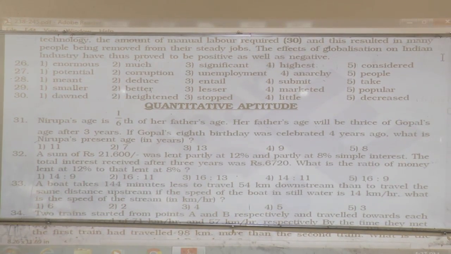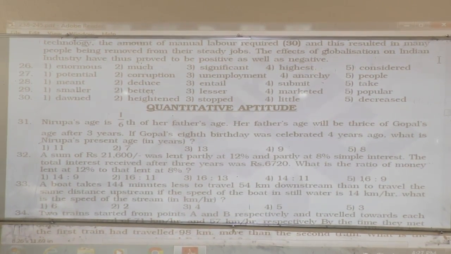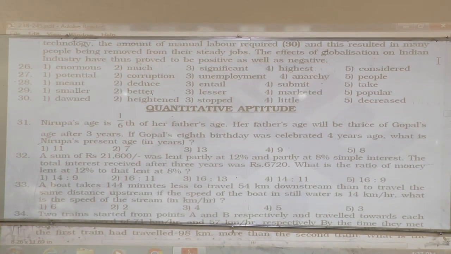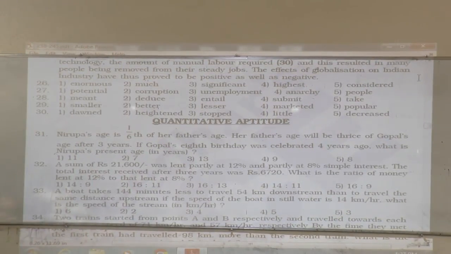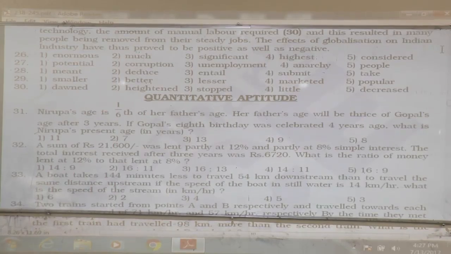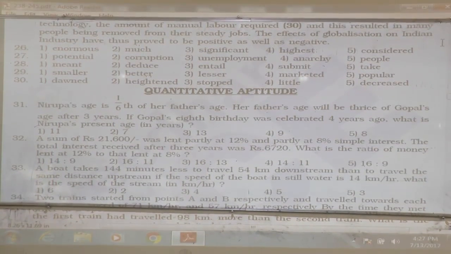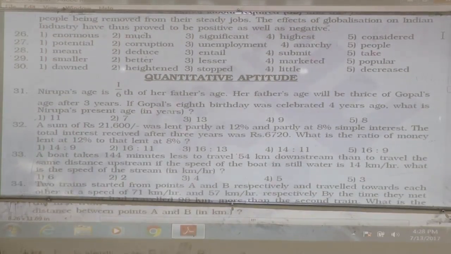Father's age will be 3 times 45, and Nirupa's age is 1/6 of father's age, 1/6 of 45. After 3 years father will be 45, so present age of father is 42. Nirupa's age is 1/6 of 42, which is 7. Right.